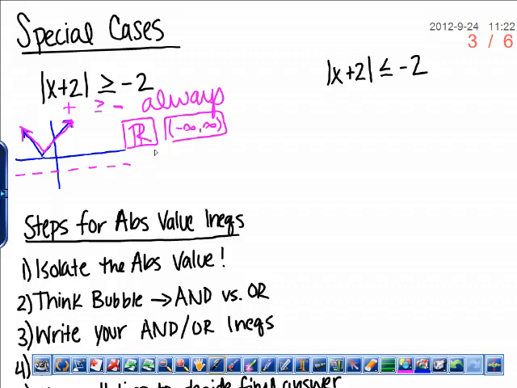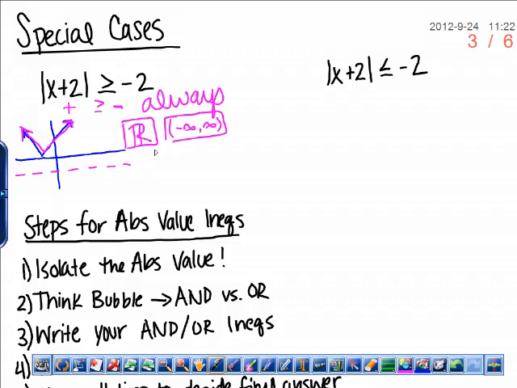You want to make sure you're paying attention to this so that you can stop yourself from having to do more work for less points. Okay? You want to notice that when you get an absolute value greater than a negative, you stop right there. It's all real numbers. Okay?